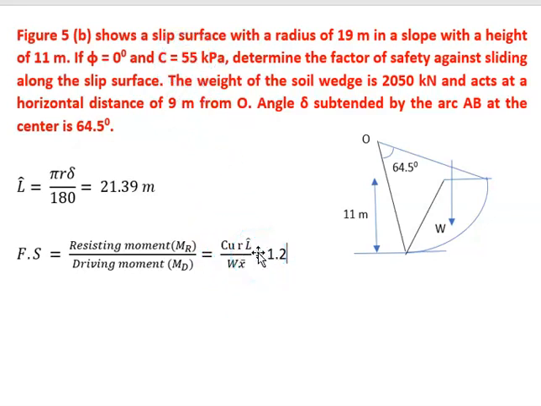Arc length, to find the arc length, we have to use the equation pi R delta by 180. Delta value is given as 64.5 degrees and R value is given as 19 meter. So by substituting these values, we can calculate the arc length. Then divided by W. W value is given as 2050 kilonewton. x bar value is given as 9 meter. So by substituting all the values in the equation, we can estimate the factor of safety.